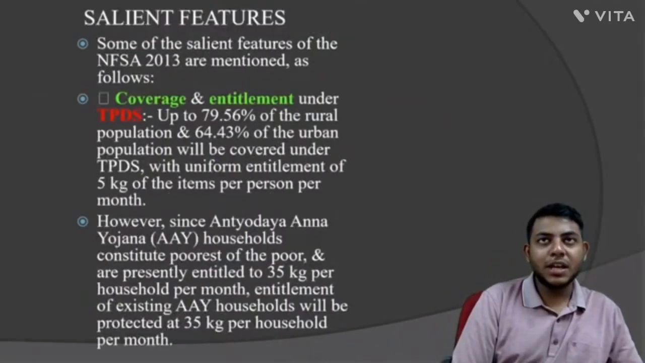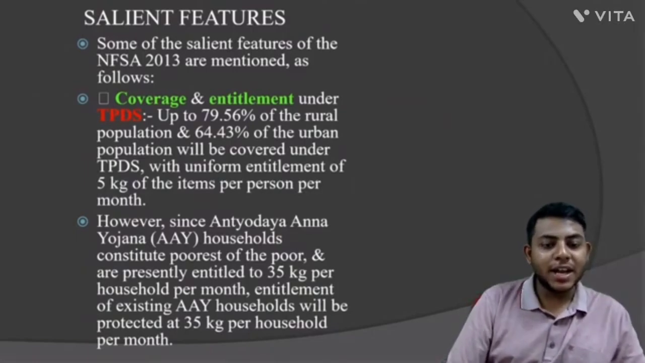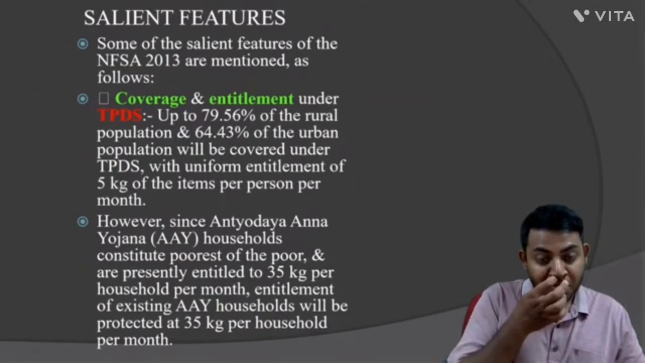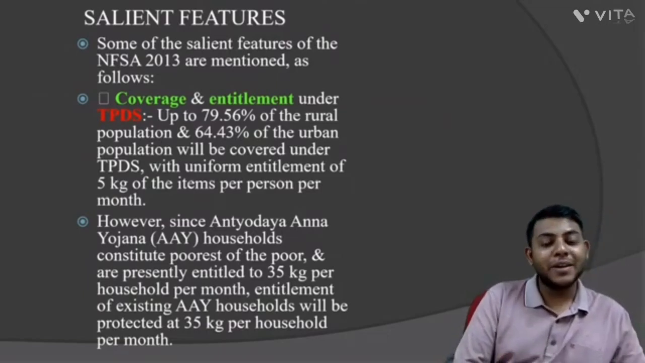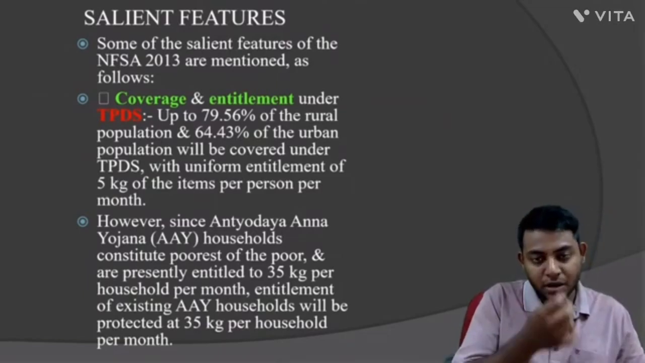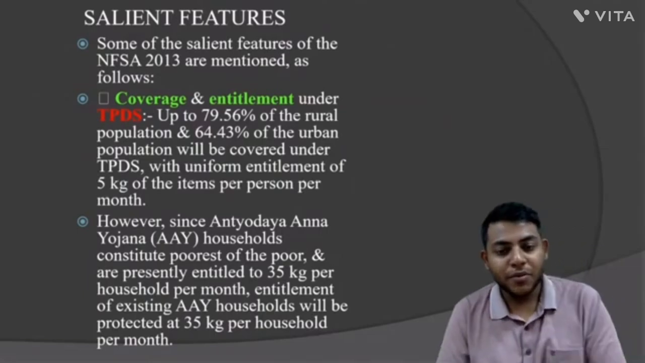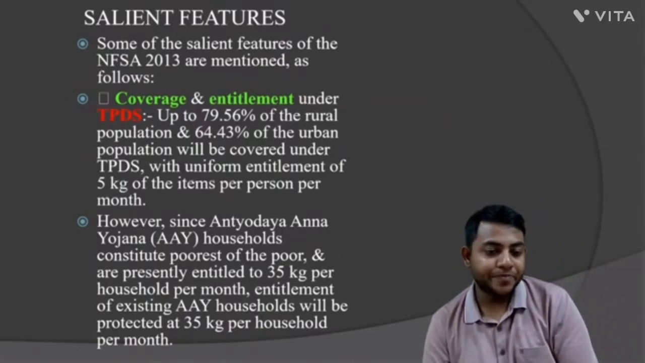So let us discuss some of the salient features of this National Food Security Act of 2013. So the first is coverage and entitlement under the Targeted Public Distribution System. Up to 79.56% of the rural population and 64.43% of the urban population will be covered under the Targeted Public Distribution System with a uniform entitlement of 5 kg of items per person per month.